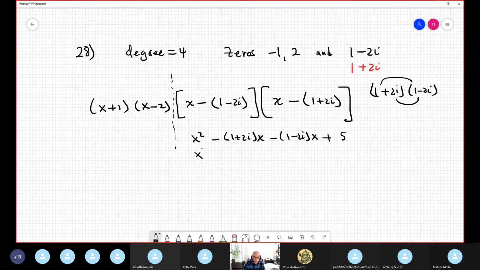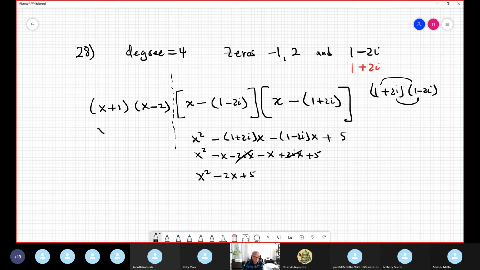Entonces es x squared minus x minus 2i x minus x again plus 2i x plus 5. Okay, that part is cancelled. X squared minus 2x plus 5. And this is the trinomial que corresponde with the multiplication of the imaginary part. The trinomial multiplication on the real part is super easy.